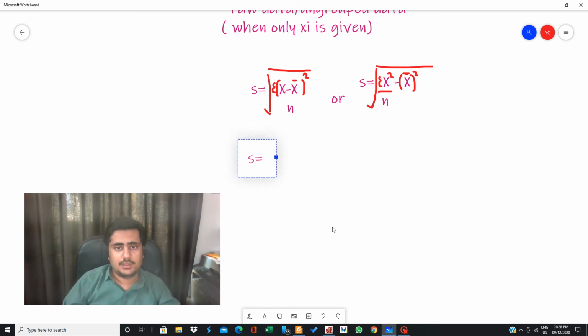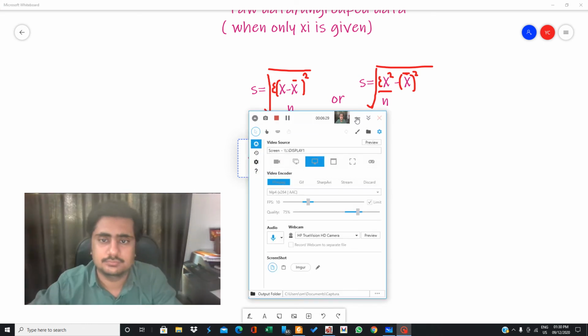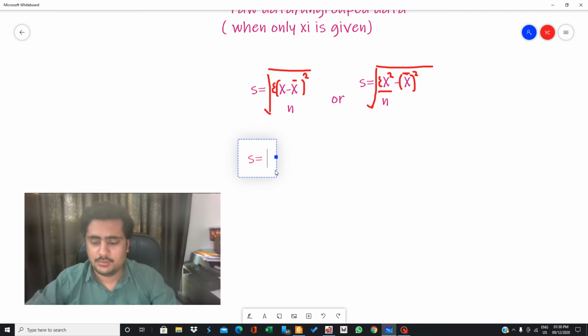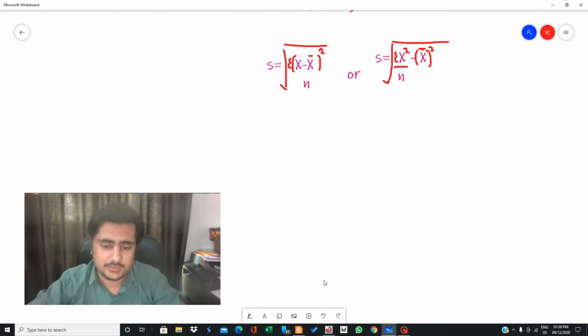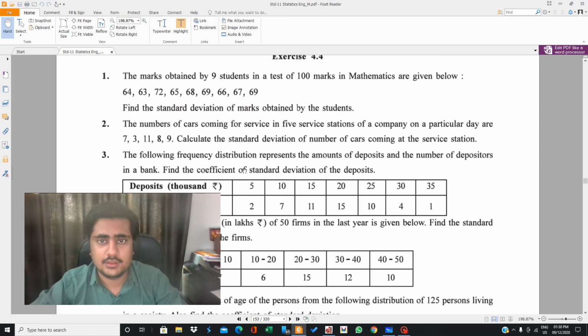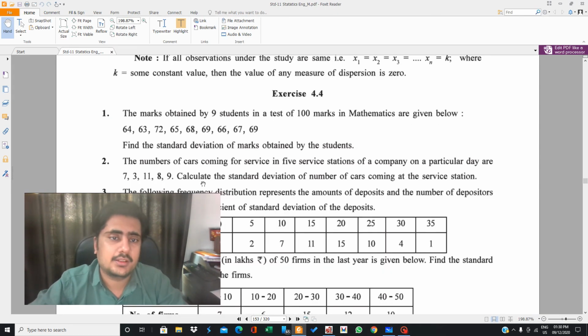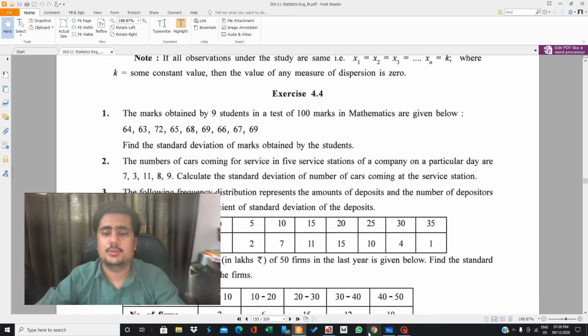Now let us start with a sum, so you will understand what the formulas actually are and how to solve the standard deviation. Let us start with very small digits. We are doing exercise 4.4, sum number 2.